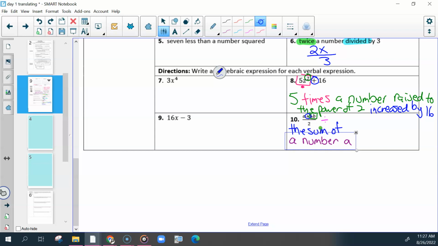So the sum of a number A and... we need to somehow write that we are multiplying 6 and B. Besides using the word times, someone tell me how we could write that. Come on, I just see your hand move. So, how would you write that in the sentence? Multiplied by B. Okay, so the sum of a number A and 6 multiplied to B, or multiplied by B, either or.